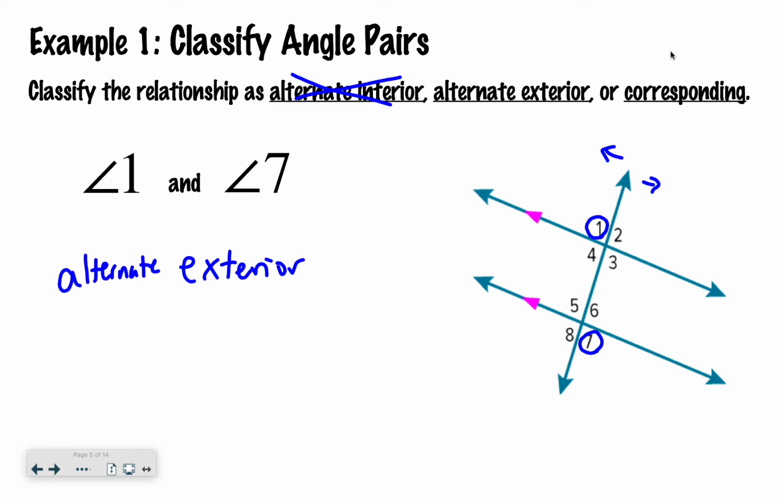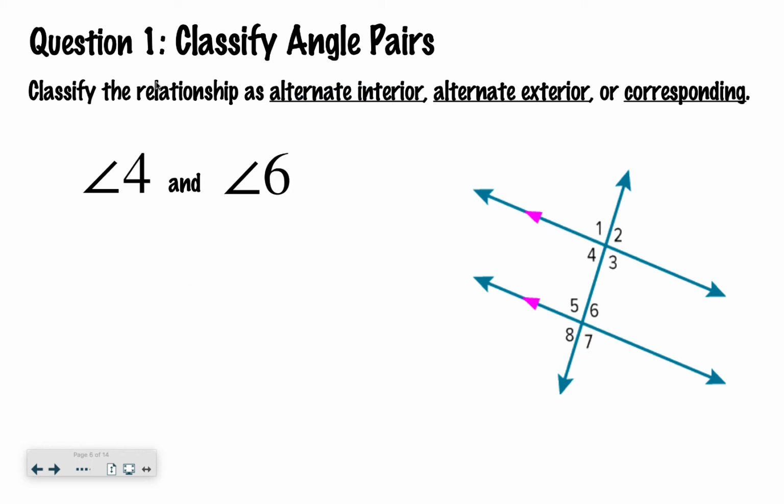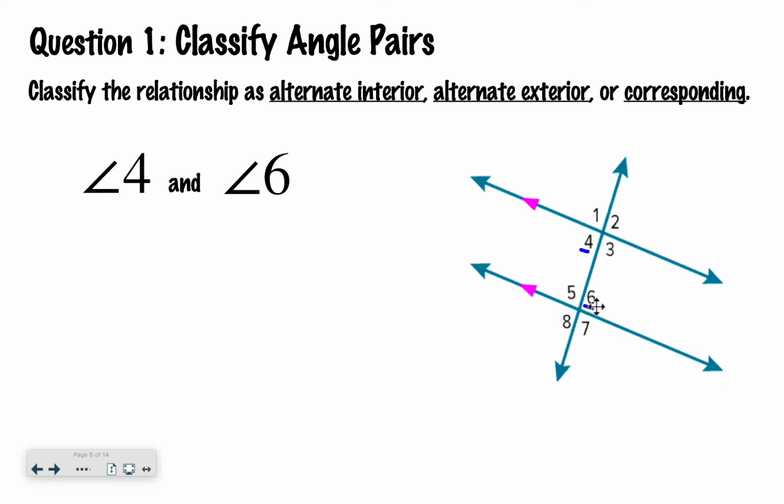If they were corresponding, I'd be looking for two angles that are on the same side of the transversal. Okay, so hopefully that makes sense. All right, so now I want you to classify this relationship as either alternate interior, alternate exterior, or corresponding. Good luck.